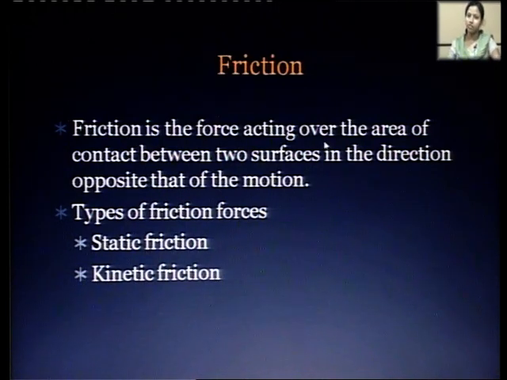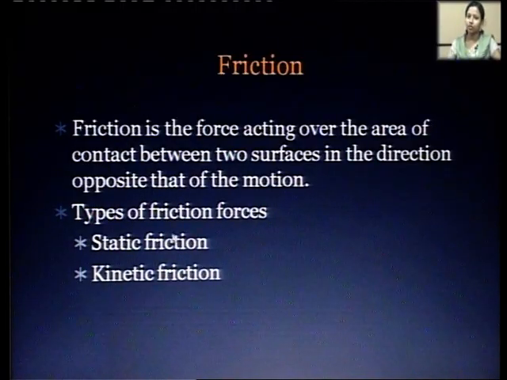Friction is a force acting over the area of contact between two surfaces. If the two surfaces have more contact area, then friction will be more. If the two surfaces have very little contact, then friction will be less. And it is always in the direction opposite to that of motion.